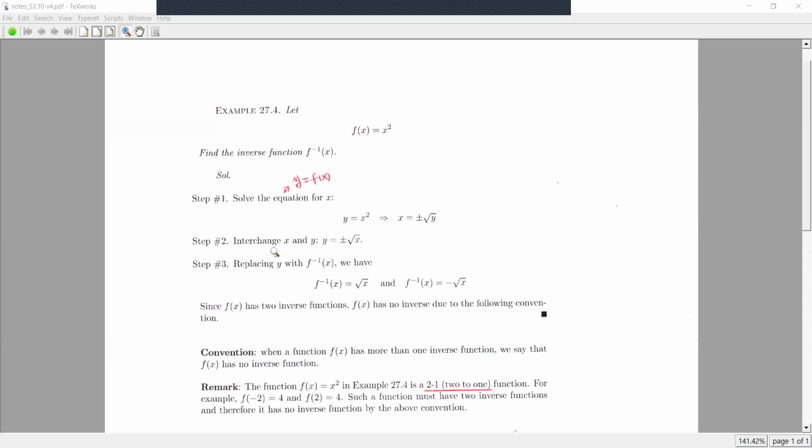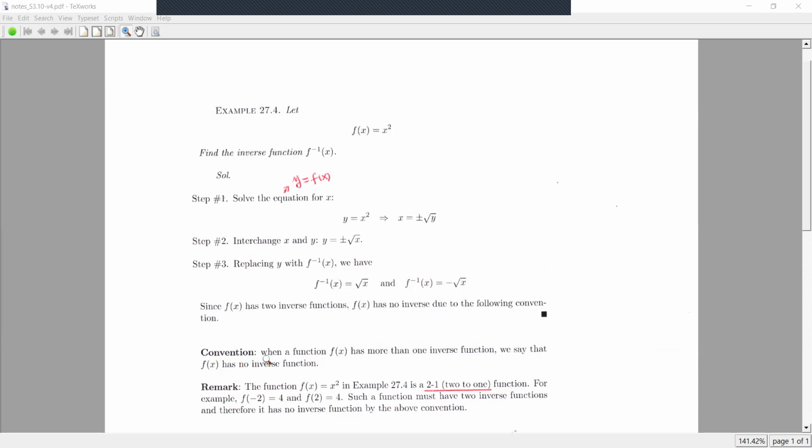Step 2. Interchange x and y in this equation. Then I have this equation. Step 3. Replace y, the y here, with f inverse. Then I have 2 inverse functions. Since function f has two inverse functions, function f has no inverse due to the following convention.